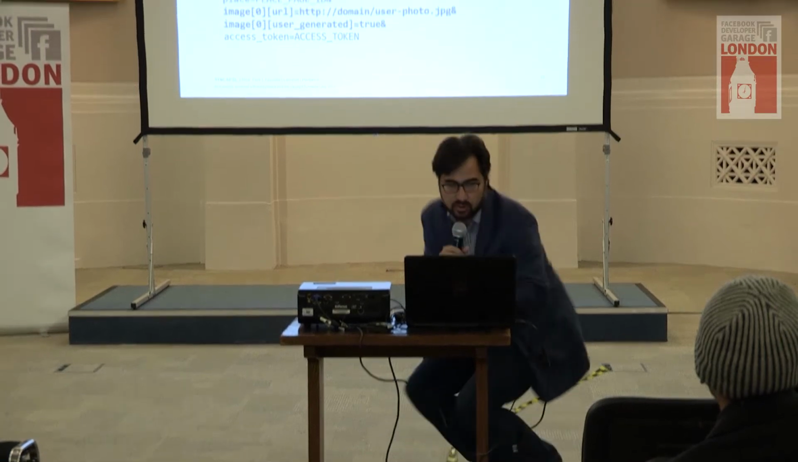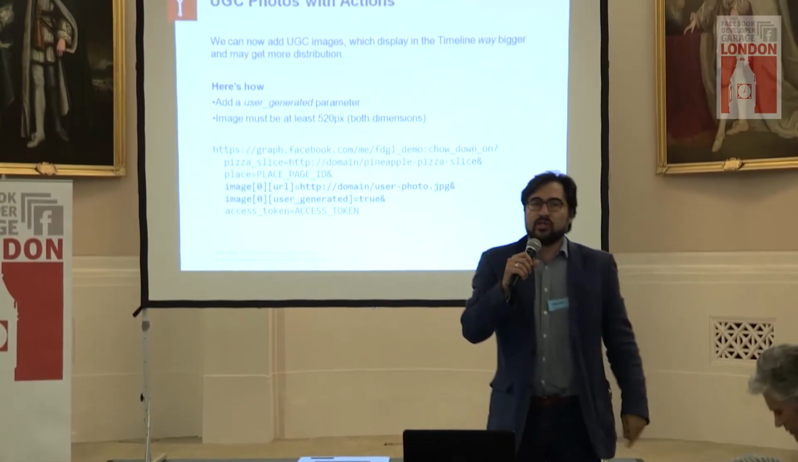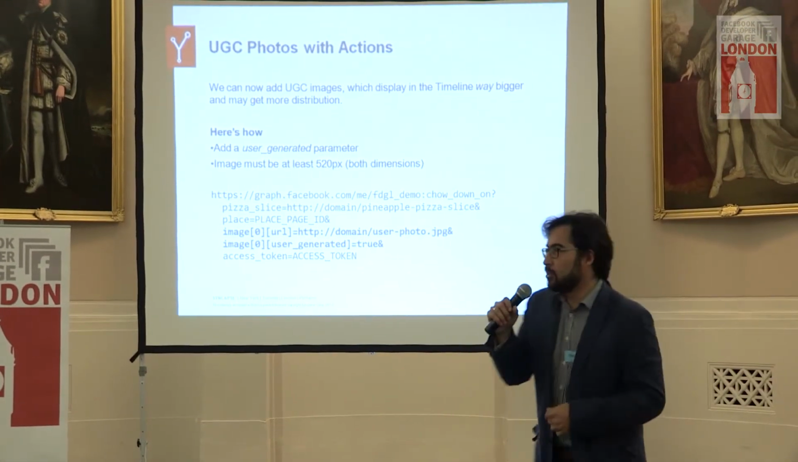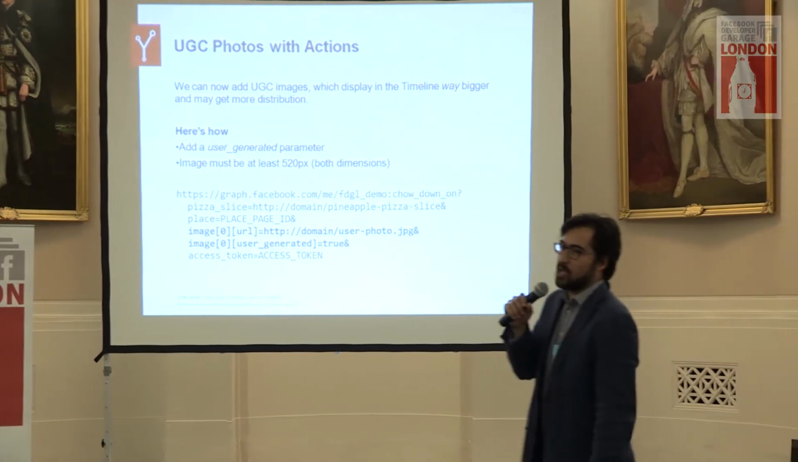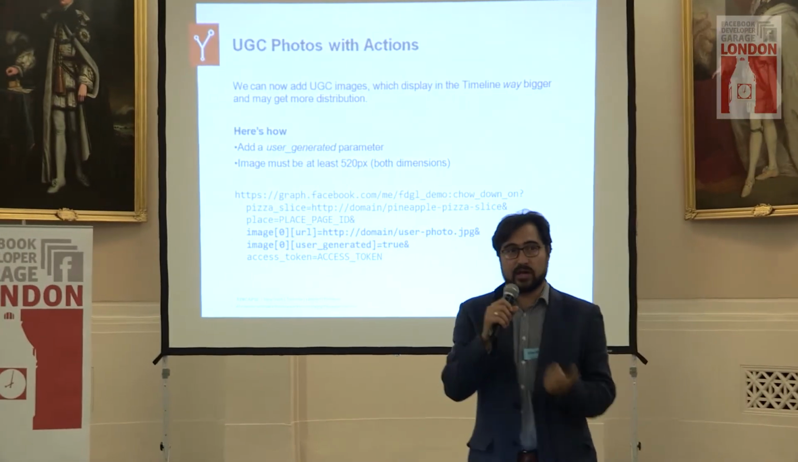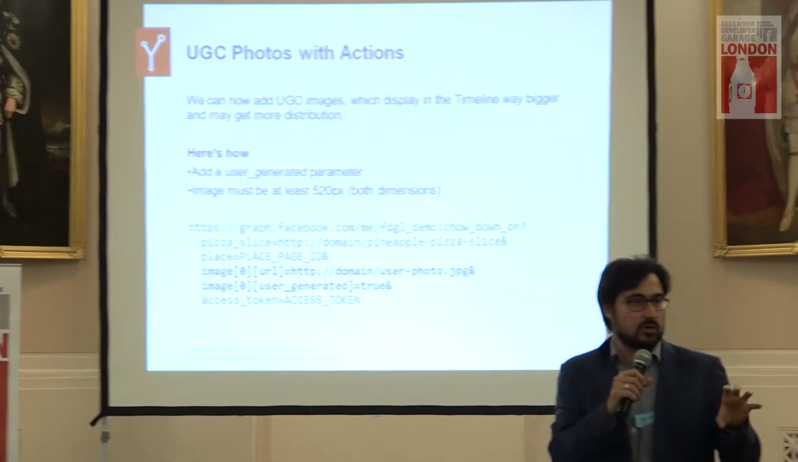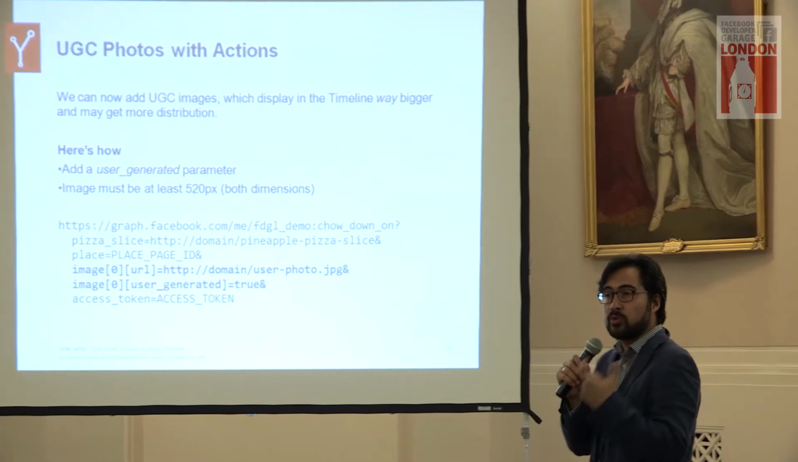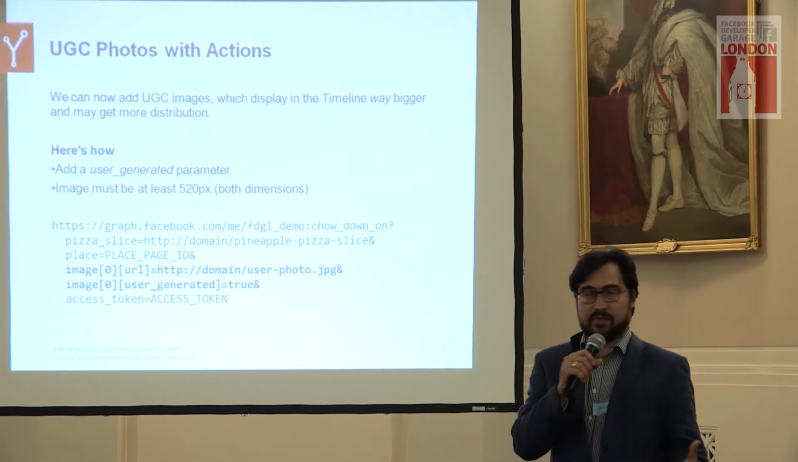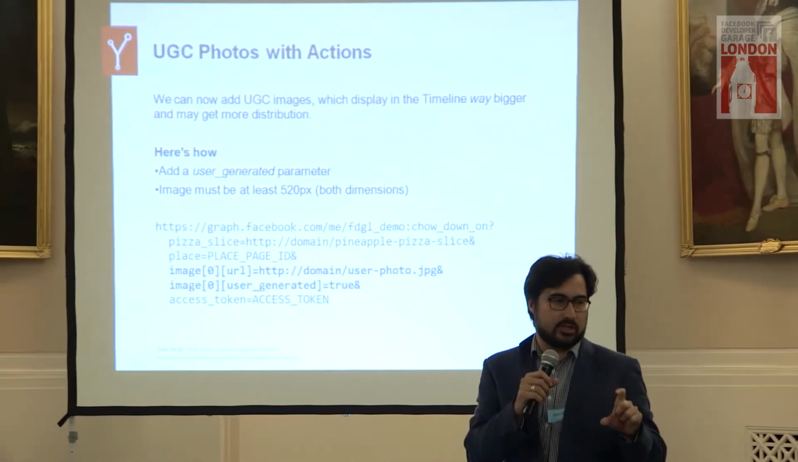Great. A few more things, and we're almost done. When you post an action, say you post an action for a pizza slice. I ate a pizza slice at the Facebook Developer Garage. Usually, if that story gets promoted to your feed or to your friends' feeds, it will show the Open Graph image of the objects that I interacted with, right? So it'll be a generic pizza slice image.